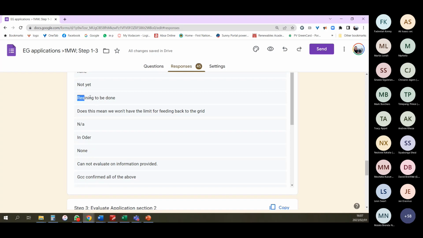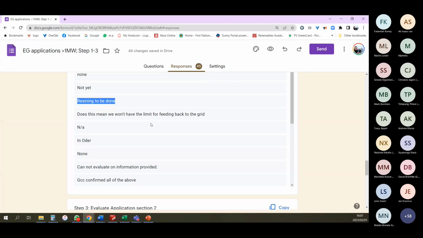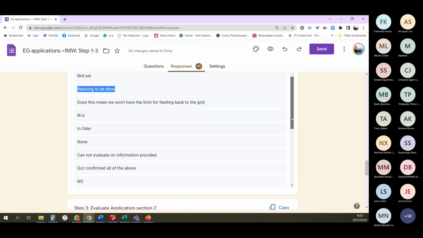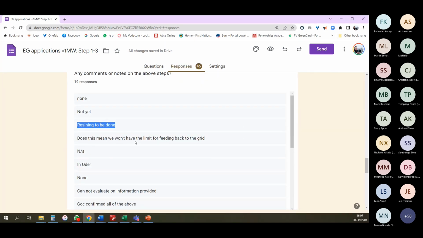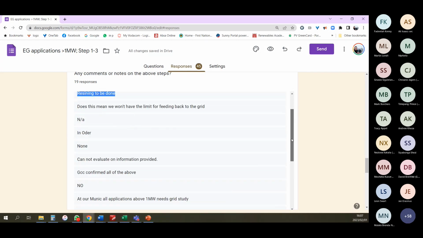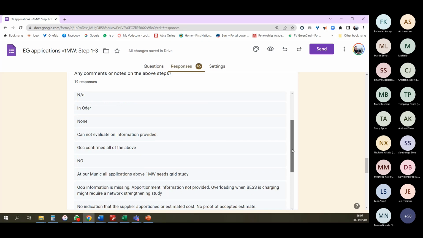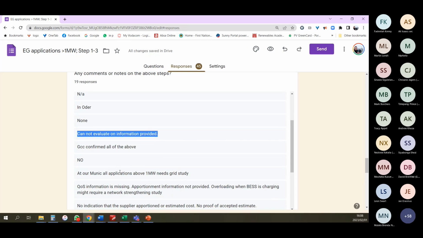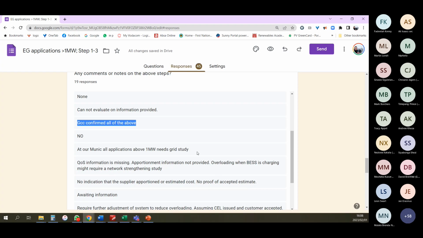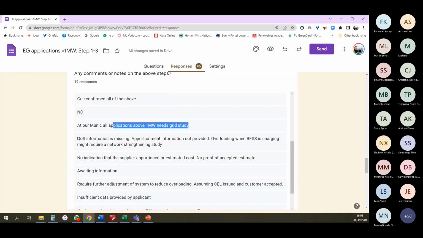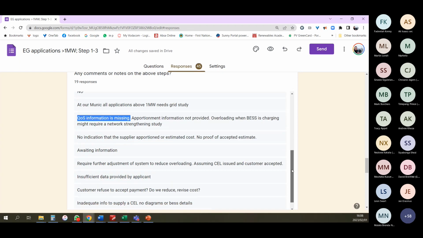Not sure if it's designing to be done. Maybe designing. Let's just quickly see. There's a question, does it mean won't have the limit of feeding back to the grid? Not sure about that question. Yeah, so obviously I agree with this. You need more information to evaluate. Okay, grid code compliance confirmed, all of the above. Okay, there needs to be a grid impact study. Yeah, we need quality of supply. Okay, so there's a lot of information that's not there.